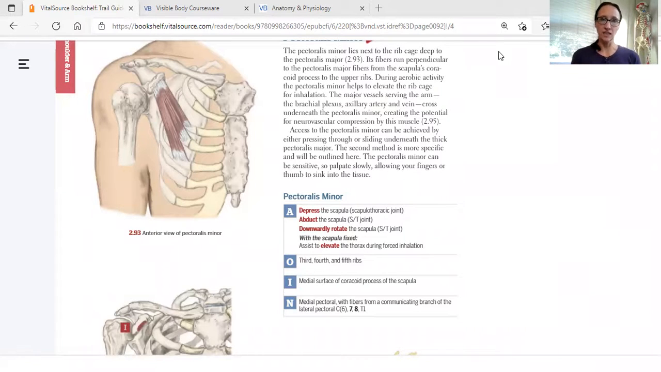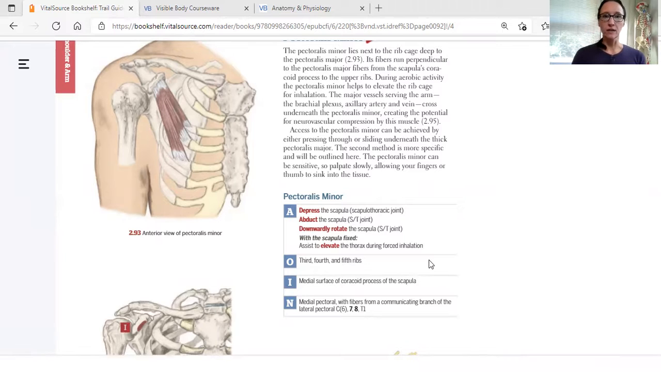Now, the interesting thing about Pec Minor is that because it attaches to the ribs, it assists with elevating the rib cage, which means it brings the ribs up and out during forced inhalation. So forced inhalation occurs mostly when you're exercising. I mean, you can force it and take a deep breath when you're sitting here, but most people just don't do that. So when you're exercising, though, you do it quite a bit, especially when you're doing cardiovascular exercise. So Pec Minor is going to help lift and elevate the rib cage during forced inhalation. So that's one of its actions.